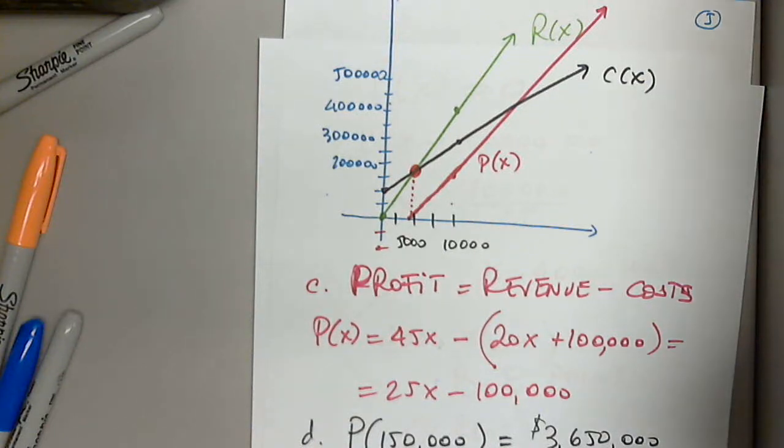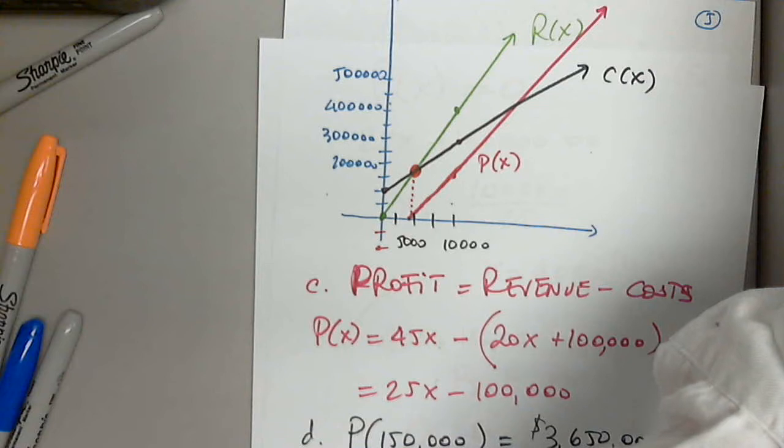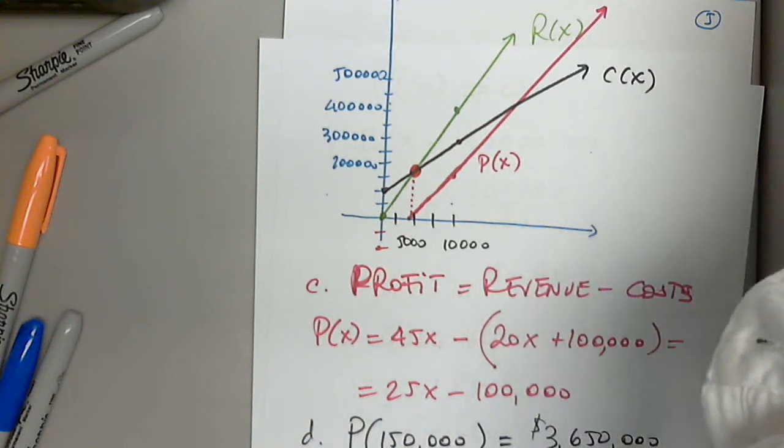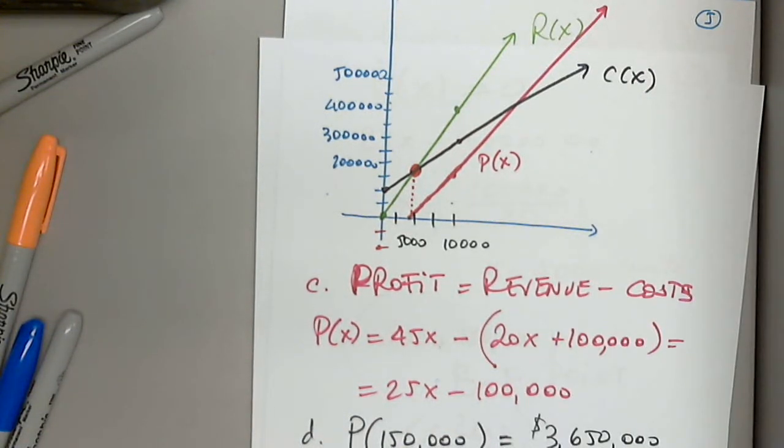So real quick, because we can determine intercepts from the graphing calculator as well. So we had 3 functions in there. The first function is the cost function, which is 20x plus 100,000.